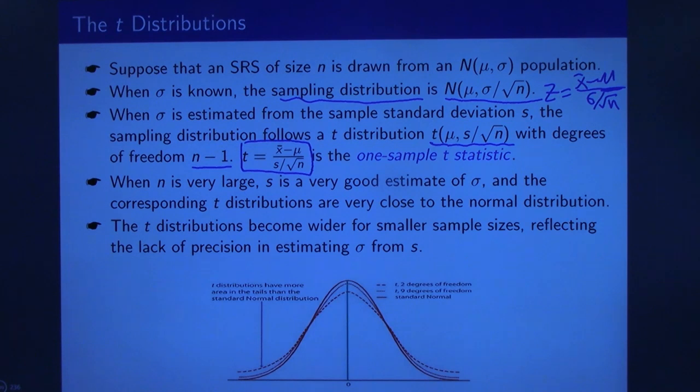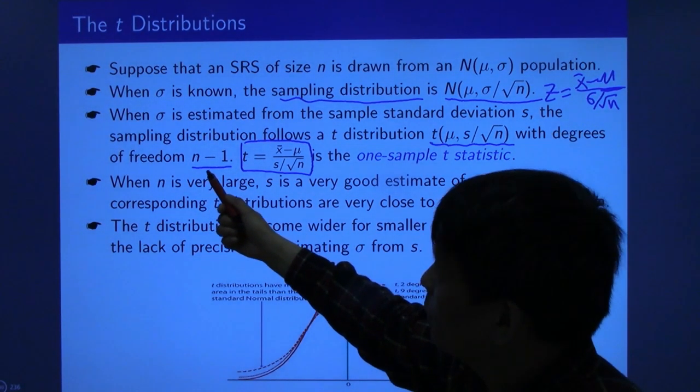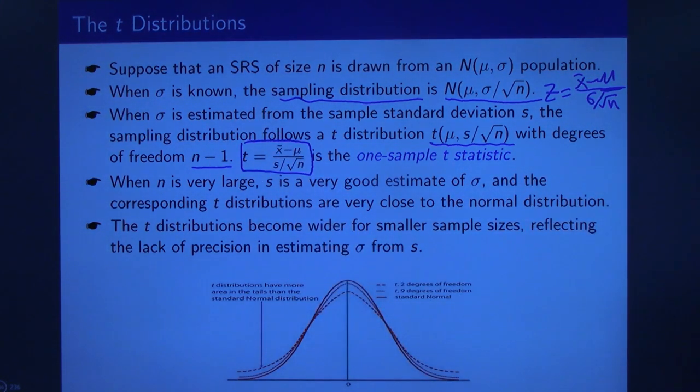Repeat. If we know sigma, then that is the Z statistic. And if we don't know sigma, we are going to use S instead. Then that gives us a T statistic corresponding to a degree of freedom n minus 1. So later we are going to see the effect of n minus 1.